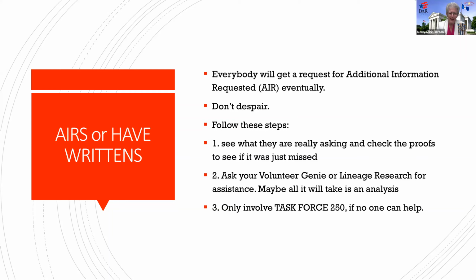So I sent it back, drew big red lines under, and put a note on top, perhaps they had missed that. And that's okay. Sometimes when they're reviewing these things, they do miss things. If worse comes to worse, ask your volunteer genie or the lineage research people for assistance. Sometimes it may take an analysis to prove this error. And they're a little technical, but we have lots of people all over the state who've done many of them and been successful. So, we always read each other's to try and get some support.